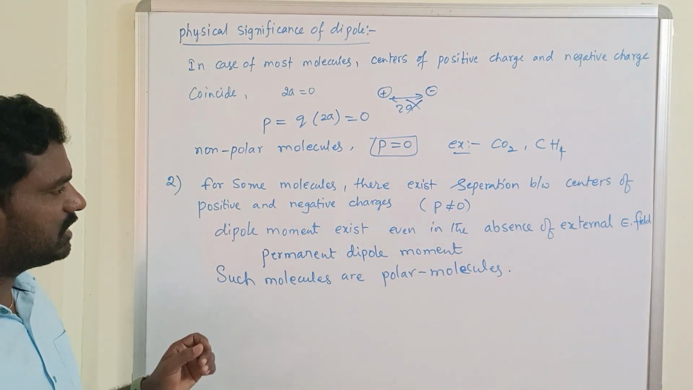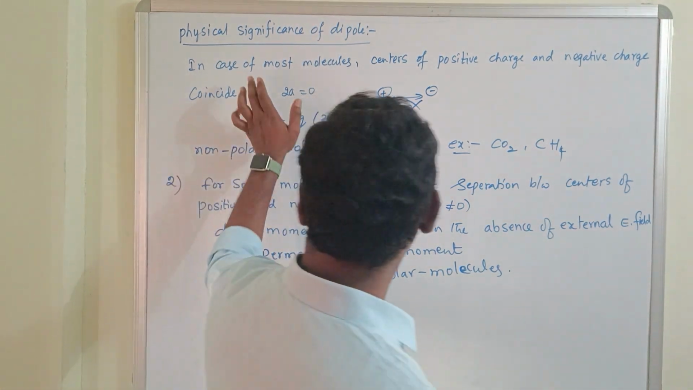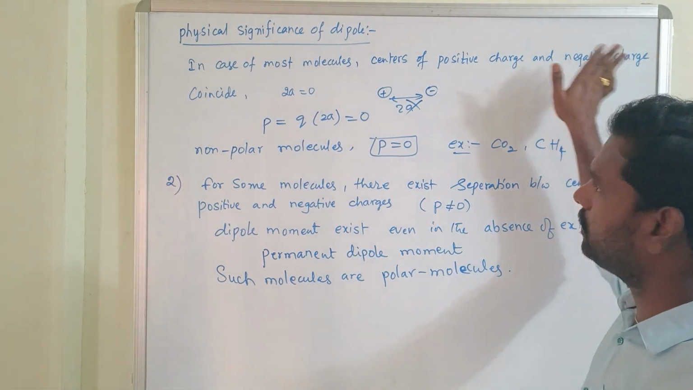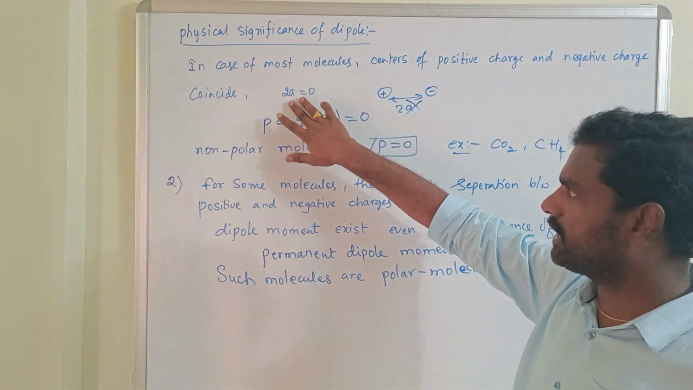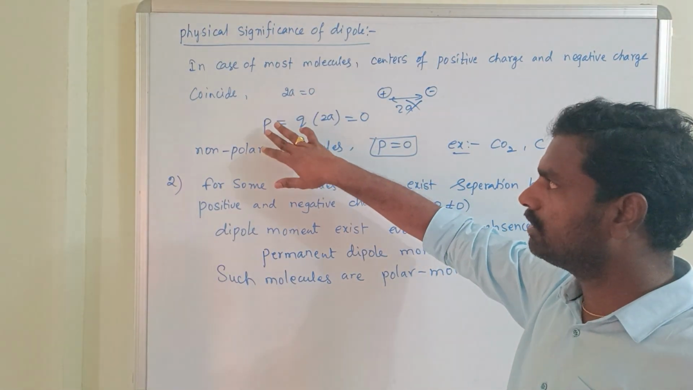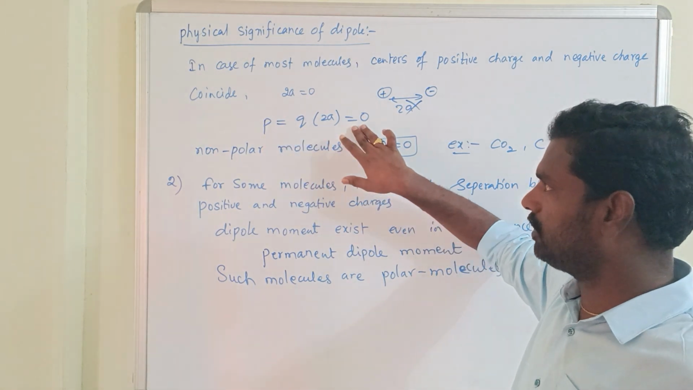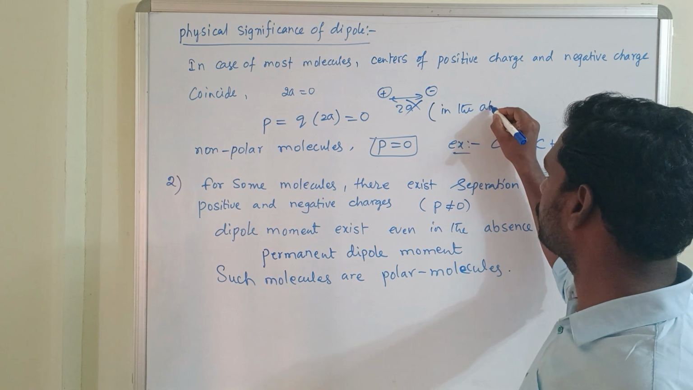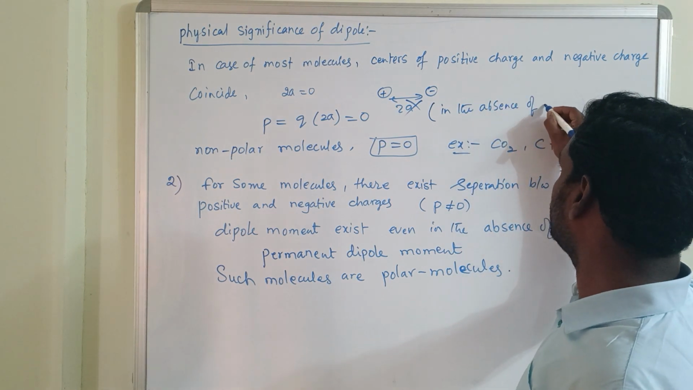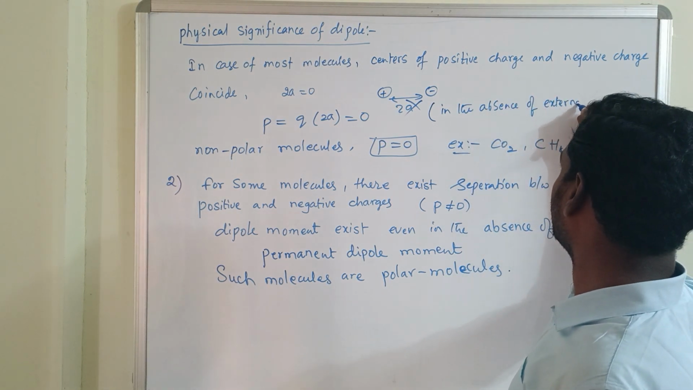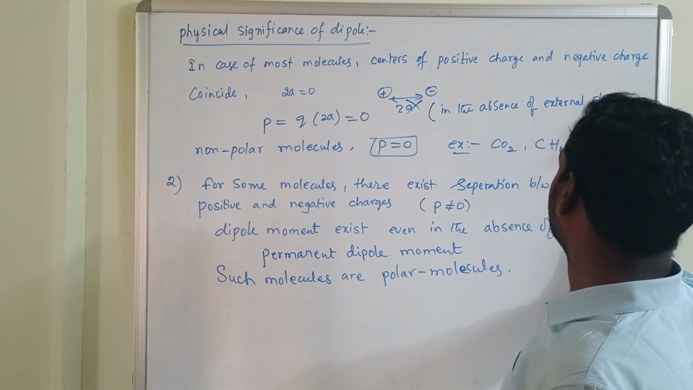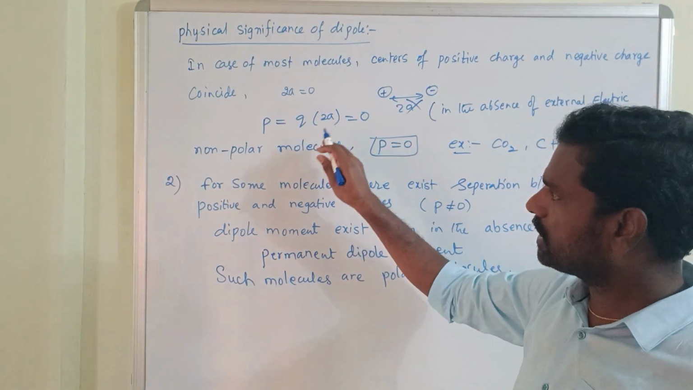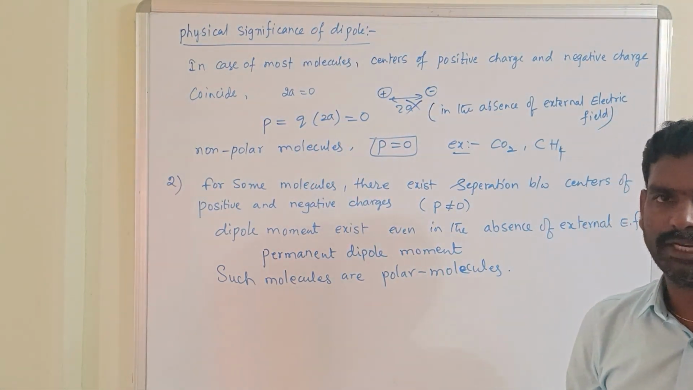So this is the physical significance of dipoles. In the majority of molecules, centers of positive charge and negative charge coincide, so there is no distance between them and the net dipole moment equals 0 in the absence of external electric field. Such molecules are called nonpolar molecules.